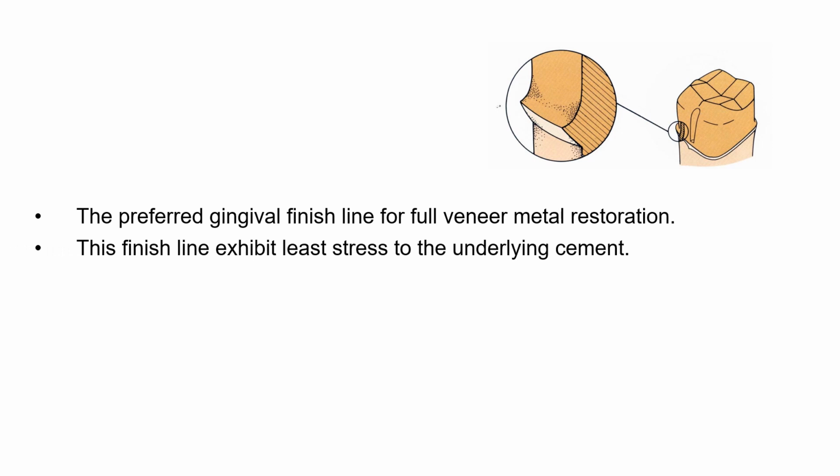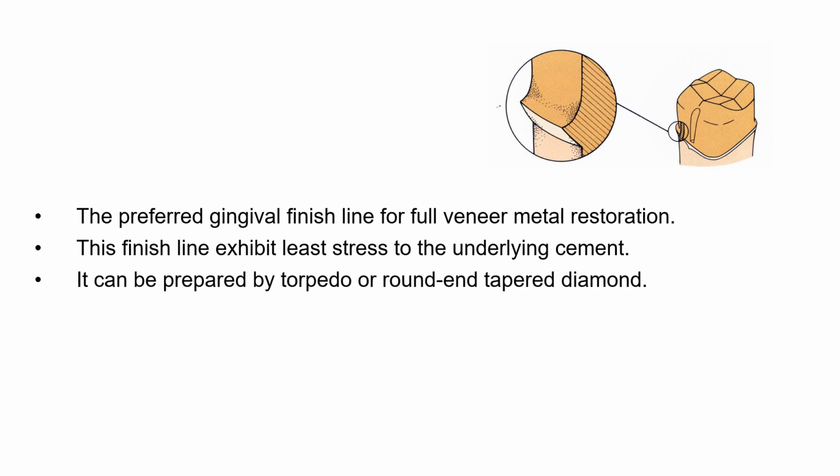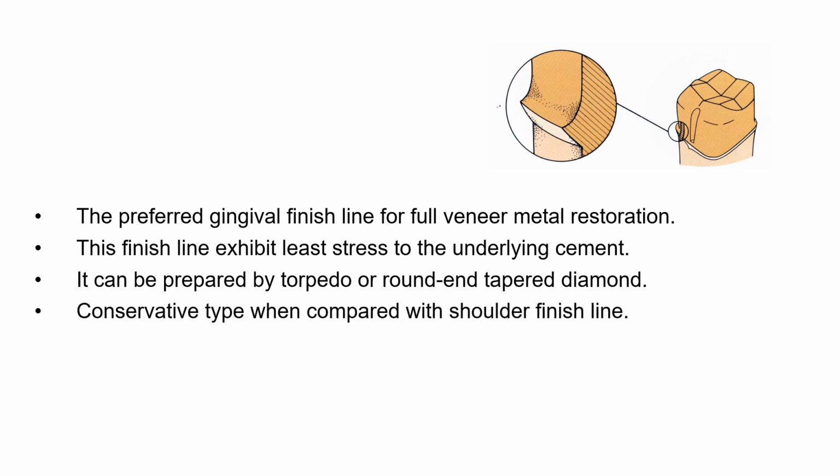So the preferred gingival finish line for full veneer metal restorations is a chamfer. This finish line exhibits the least stress in the underlying cement, and it can be prepared by a torpedo or a rounded and tapered diamond bur. It is more conservative when compared to a shoulder finish line, obviously. When we use a heavy chamfer, it is the same as using a shoulder, that is, it removes the same amount of tooth structure, whereas a chamfer is more conservative than a shoulder.